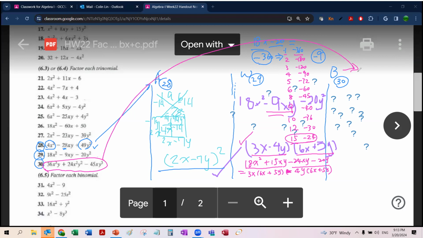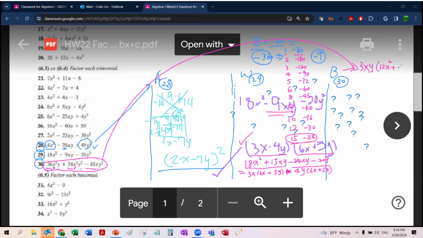Do they have a common factor there? Yes, they do, right? 36, 24, 45. At least 3 is a common factor, right? We take 3 out. All right, so x cubed, x squared, x, so take x out. Y squared, y cubed, take y out. What's the rest? 12x squared, right?